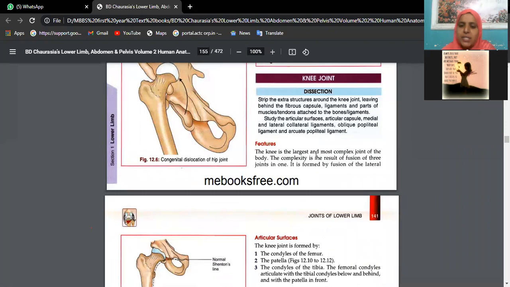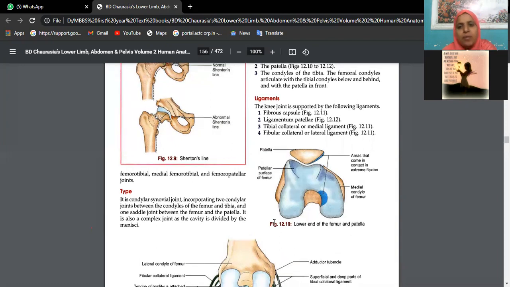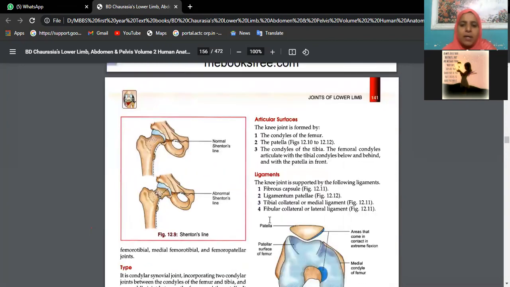Okay, it's the largest, most complex joint of the body. Then what type of joint is it? It is of course a synovial joint of hinge variety. Now, like we have two condyles of the femur, there are joints between the condyles of femur and tibia, and one saddle joint between femur and patella. Okay, so then we also have menisci. As we proceed, I will tell you.